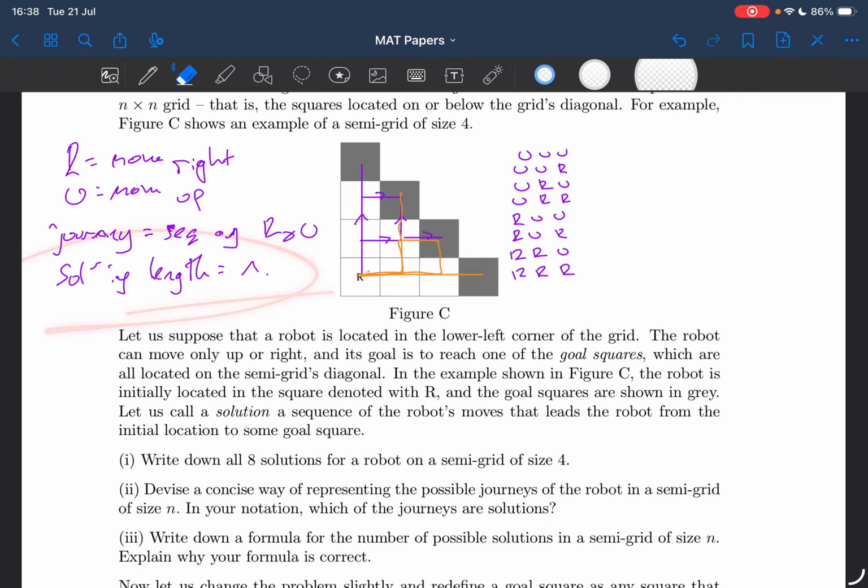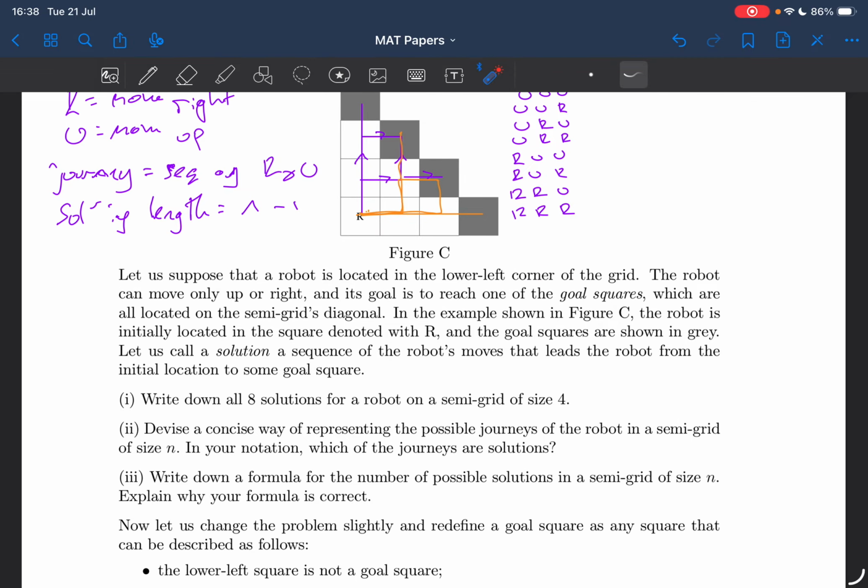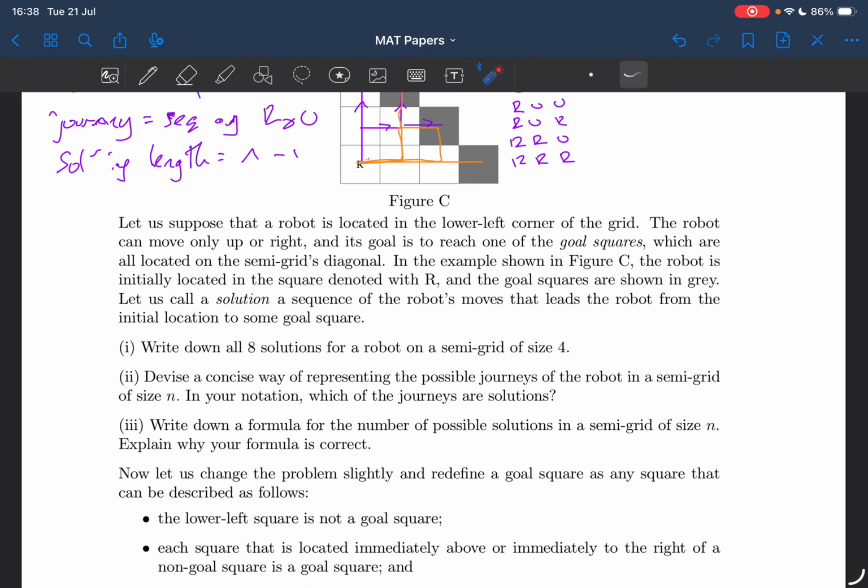So this shouldn't be n, it should be n minus 1, shouldn't it? Because we already start at square 1 in a way. You're counting from 1, so we're already in some place. Is that fine? Let's see what they say in the mark scheme. Yeah, R for a right move, U for an up move. A solution in a semigrid of size n is then a sequence of n minus 1 letters, U or R. Yep, lovely, that's good.